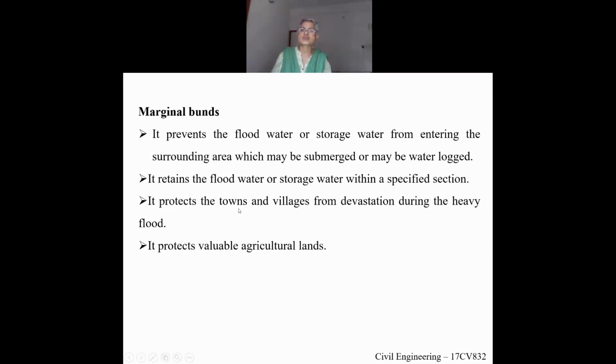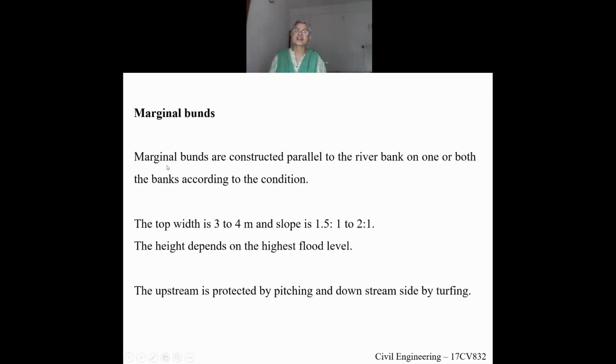It protects the towns and villages from devastation during heavy floods. It protects valuable agricultural lands. Otherwise, water gets logged in the agricultural lands, which will spoil the crops. These are constructed parallel to the river bank, on one or both banks according to the conditions. If necessary, it has to be provided on both banks, parallel to the river.